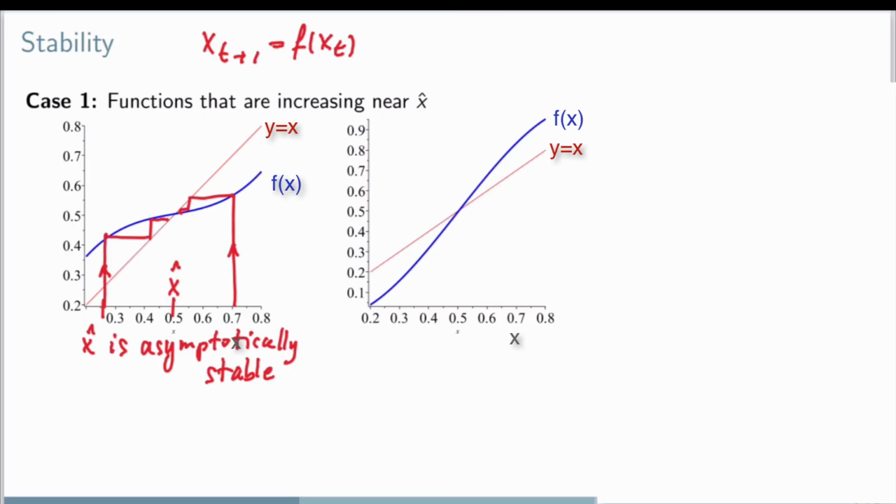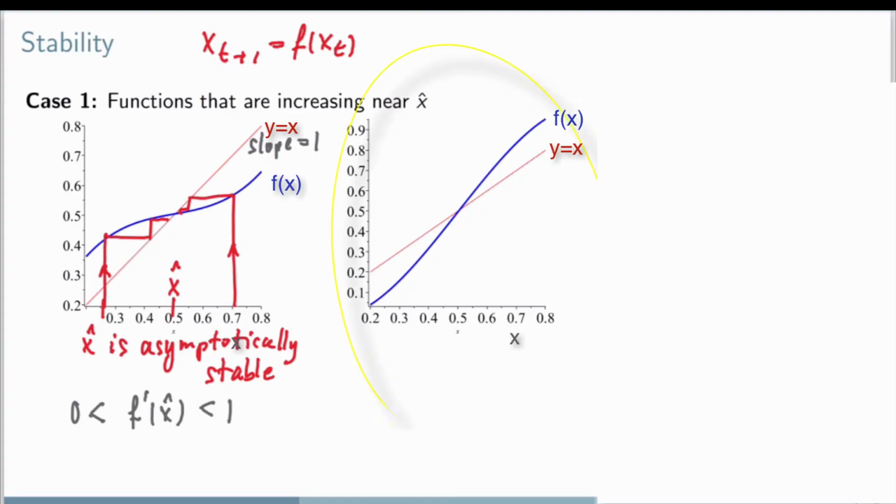But now, let's understand this better by looking at the derivative of the function at the fixed point. So f prime at x hat is the slope of the tangent line at the intersection point. Here I indicate the tangent line at the intersection point as a gray line, and the slope is f prime at x hat. The blue curve is increasing, which means the slope is certainly positive. The red line has slope equal to 1, which means the blue line has a slope less than 1. So this is the case here, and in this case we seem to find asymptotic stability.